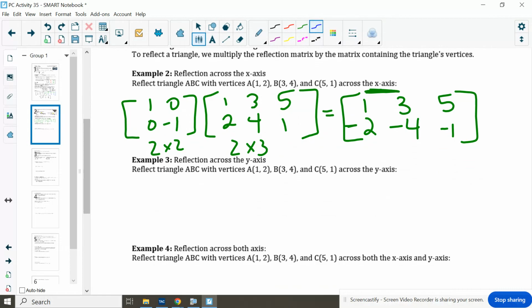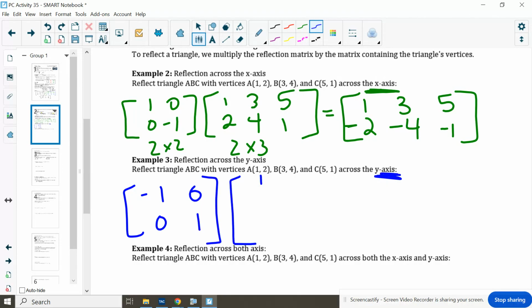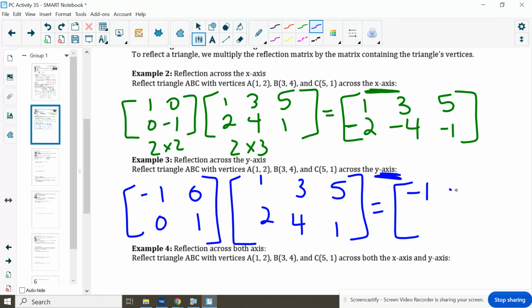For the second one, as we reflect over the y-axis, this time we would be using -1, 0, 0, 1 for our reflection across the y. Again, multiply by our triangle column matrix, and then this time when you reflect over the y, what ends up happening is essentially your x values end up flipping signs, y values stay the same.